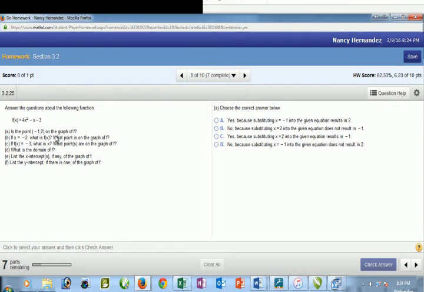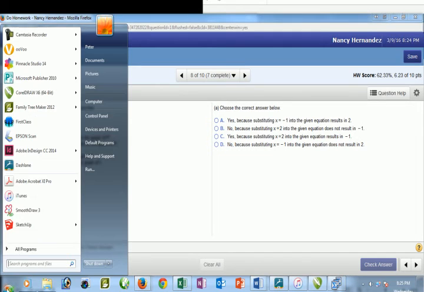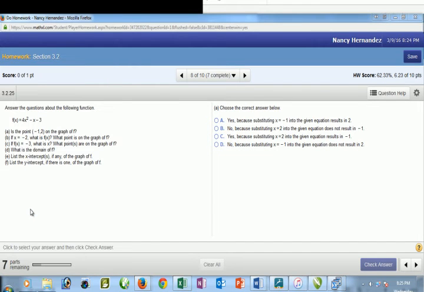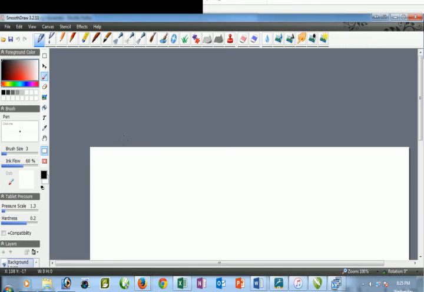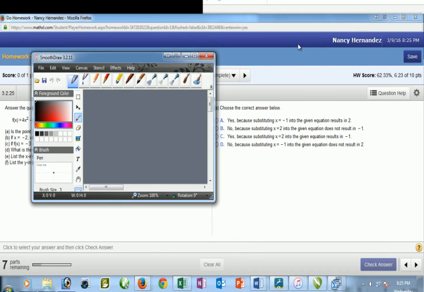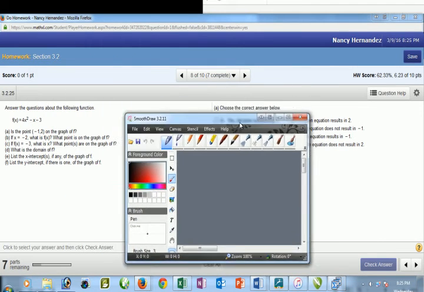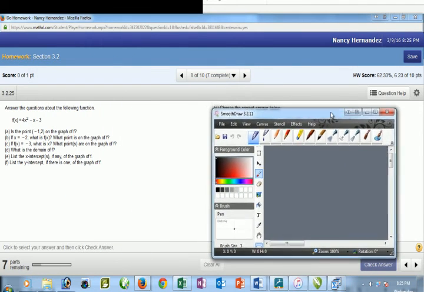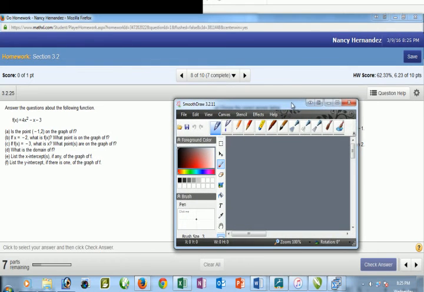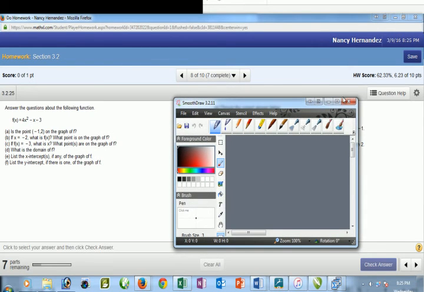Is the point -1, 2 on the graph of f? The only thing you're doing here is, I'm going to bring up a special program called Smooth Draw. I'm going to slide it in here so that you can see what I'm doing. The handwriting is going to be a little rough, so bear with me. Okay.